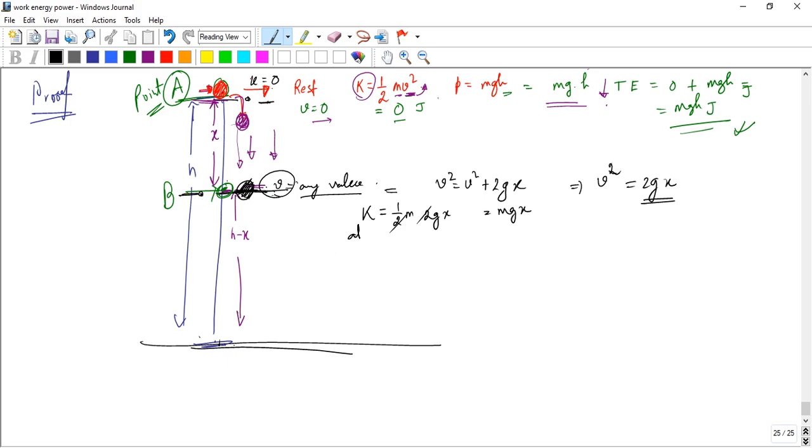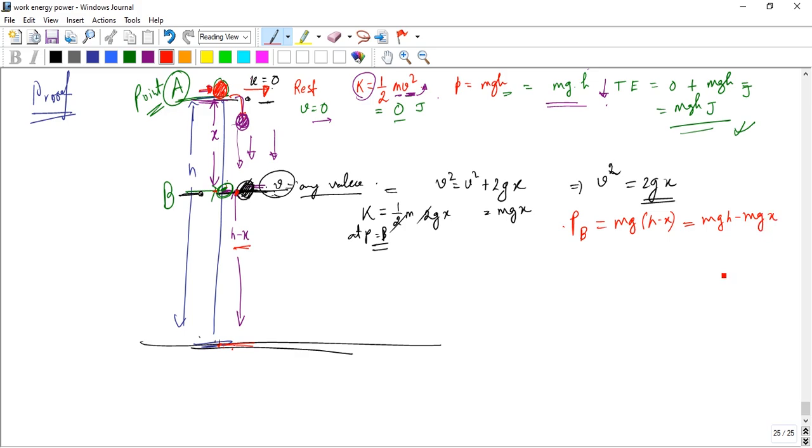Now what is the potential energy at point B? What is potential energy? At that point, there is a loss of potential energy from top to bottom, because there is a loss of height. Potential energy is calculated from height, and that height is calculated from the ground to that point. So that height is h minus x. That is equal to mg times h minus x, so that is equal to mgh minus mgx.